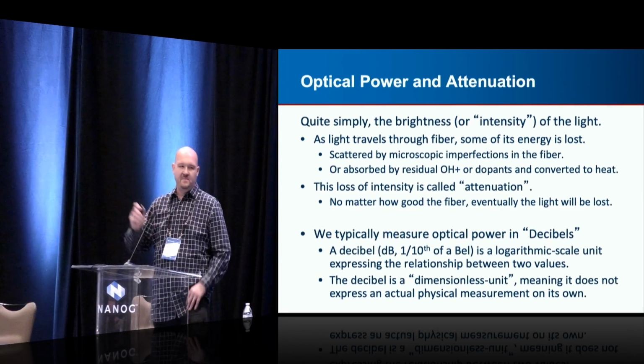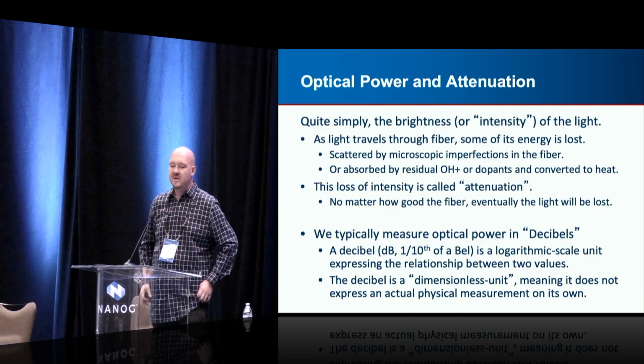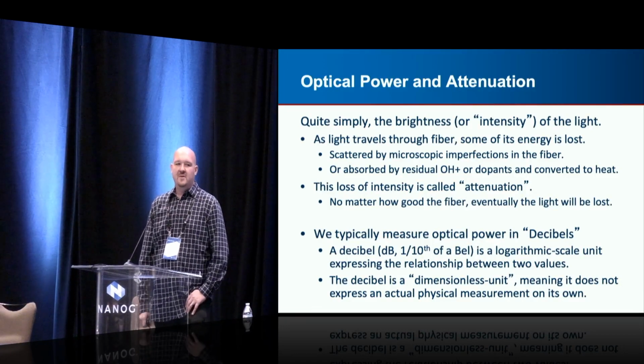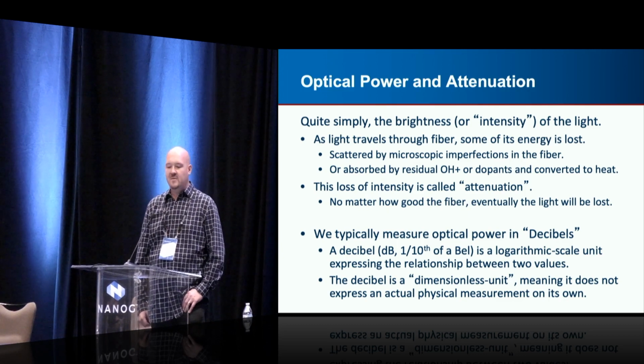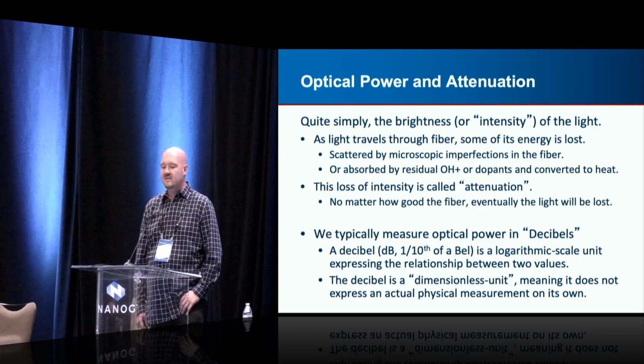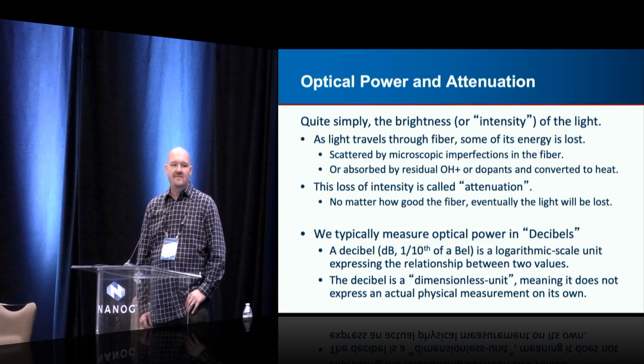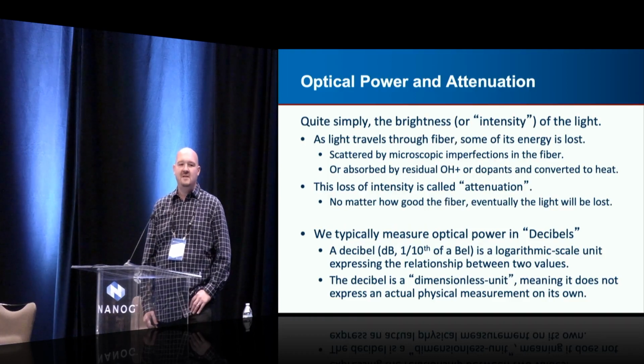So now I'm going to go through a bunch of basic optical terms and concepts, just general concepts. So first thing you have to know when you work with an optical network is something called optical power and attenuation. So optical power is just the brightness, the intensity of the light. So if you think about light traveling through fiber, as it's propagating down the fiber, some of that energy is naturally going to be lost.